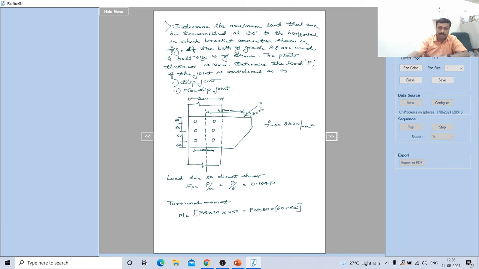This force, if it is inclined towards down, P sin theta into 450 is the distance, plus this force, if it is horizontal, it will be meeting here, 60 plus 60, exactly at the center. It will be meeting there to calculate the moment. So it will be 60 plus 60, it is 120. Correct.